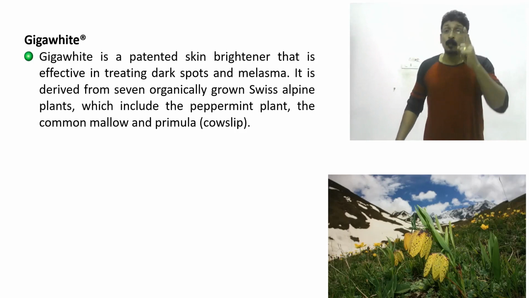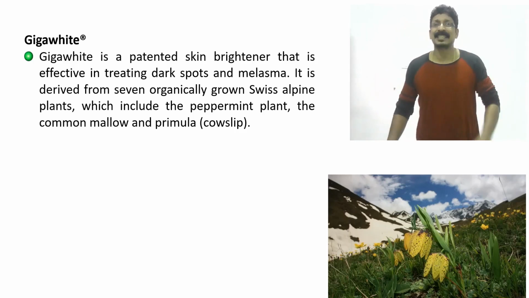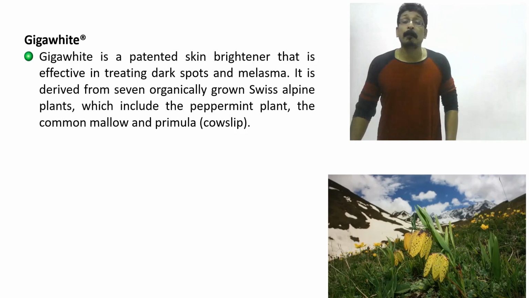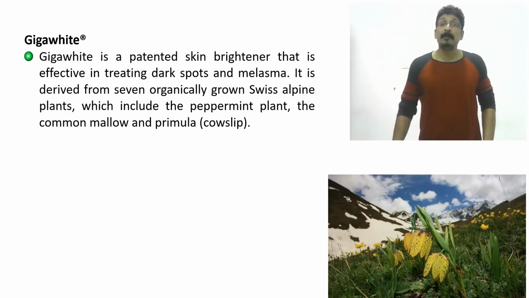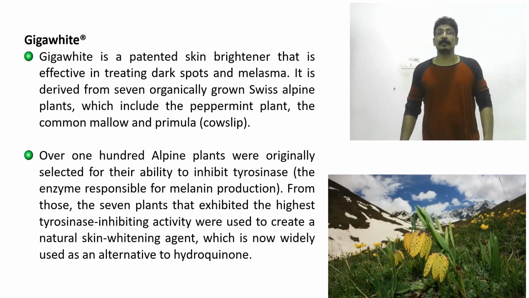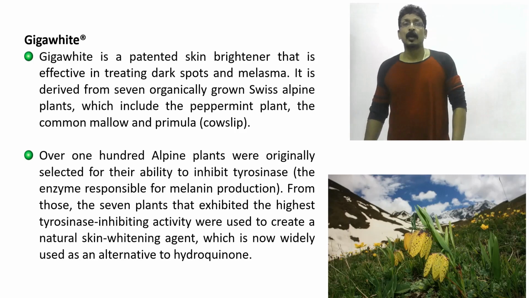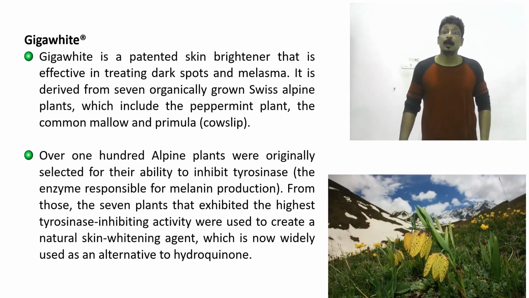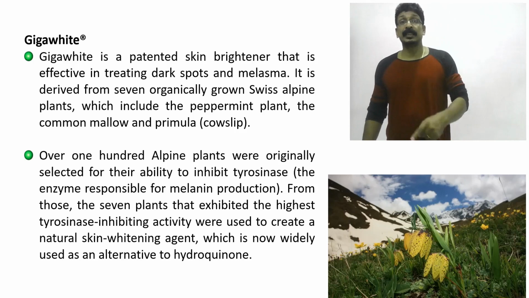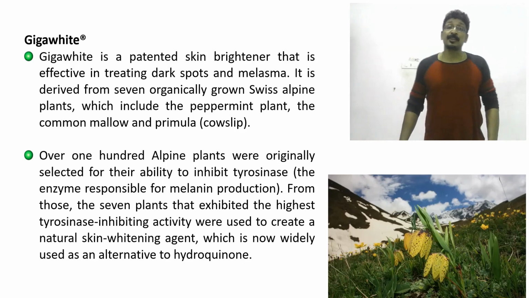seven plants naturally grown with natural manure, no synthetics, organically grown in the Swiss Alps, which include the peppermint plant, the common mallow, and primula, that is cowslip. Over 100 alpine plants were originally selected for their ability to inhibit tyrosinase. When tyrosinase is inhibited, melanin is controlled, and whitening, brightening and bleaching take place. This enzyme is responsible for melanin production, as we know.